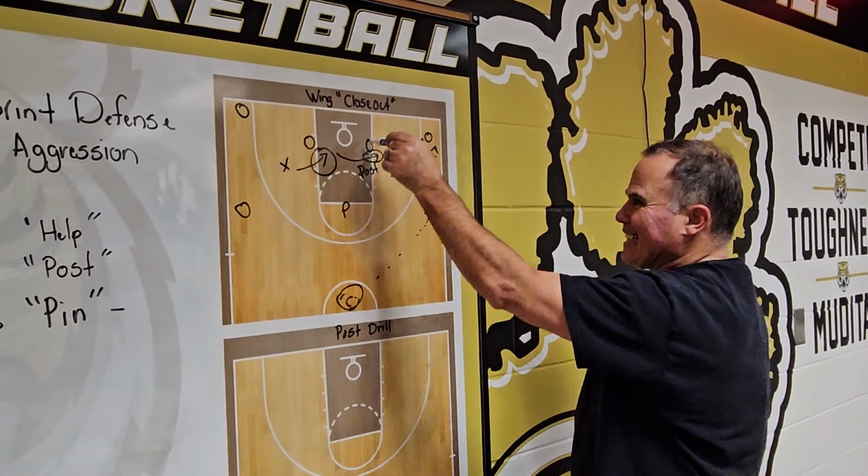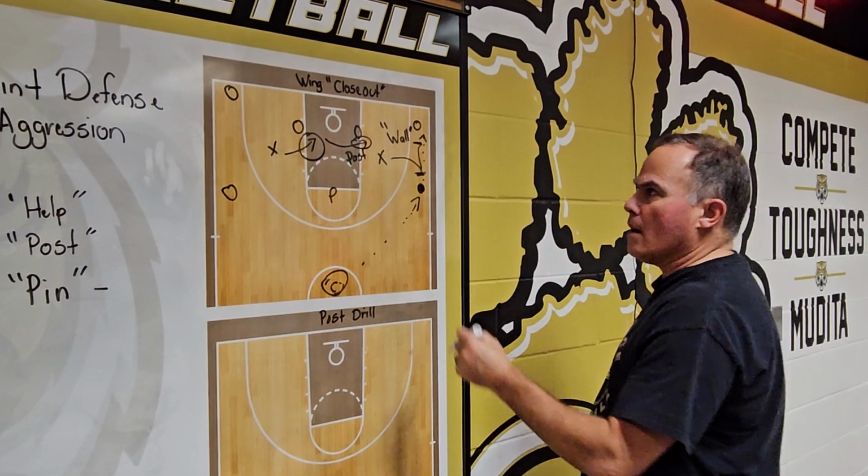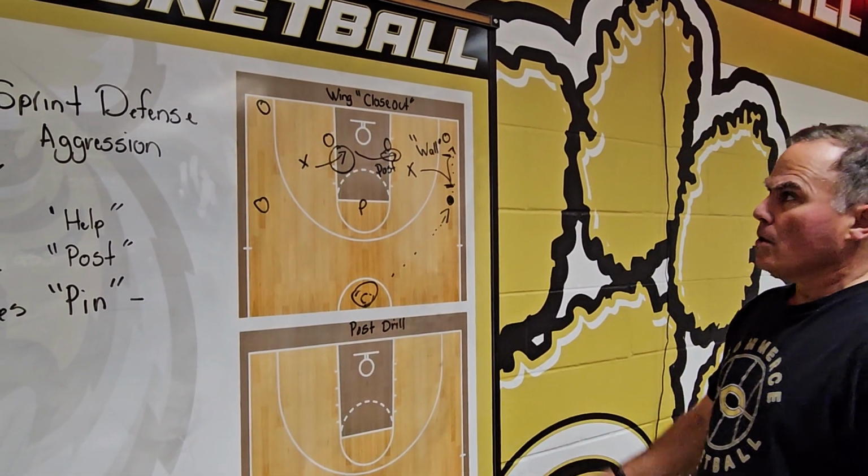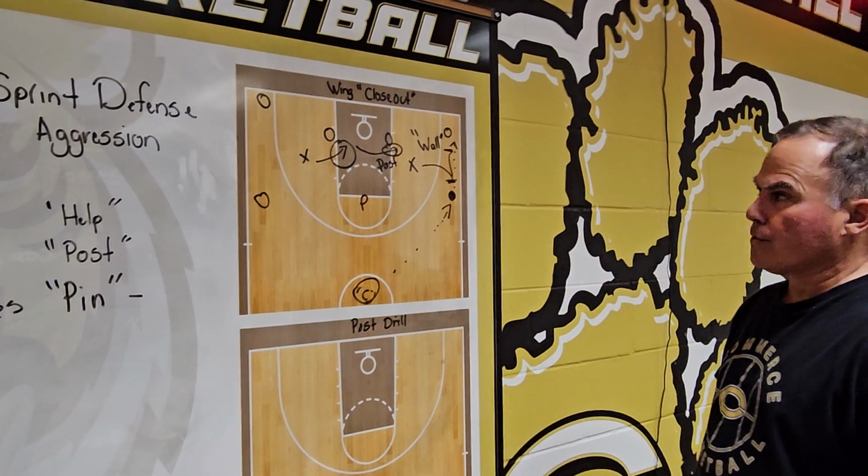If you accidentally get on the low side, that's okay. We teach them how to maneuver around and get back on the high side. So that is our wing closeout drill.